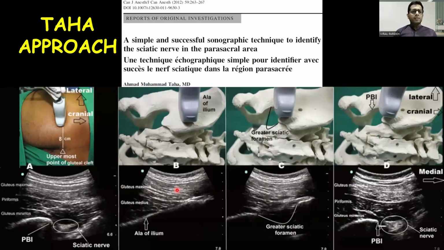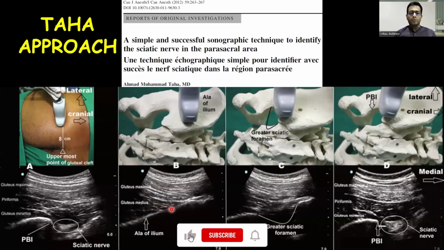Going to the first approach, this is the Taha approach, which was described by Ahmed Taha. They mentioned that from the uppermost point of the gluteal cleft, if we keep our ultrasound transducer 8 centimeters lateral, then the probe tends to lie on the ala of the ilium, which is a bony structure. On the ultrasound image, it appears as a continuous hyperechoic line casting a black shadow. The muscles above will be the gluteus maximus and the gluteus medius.